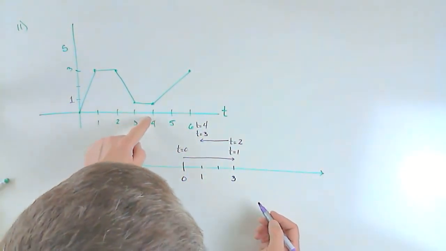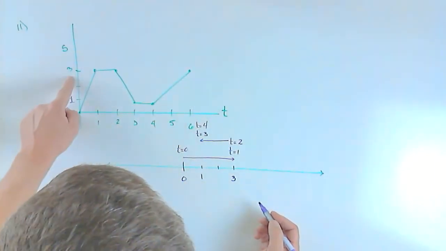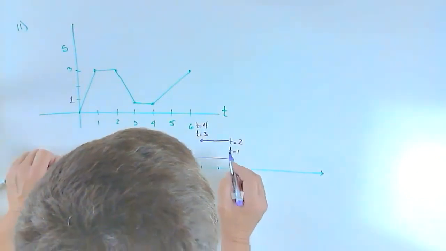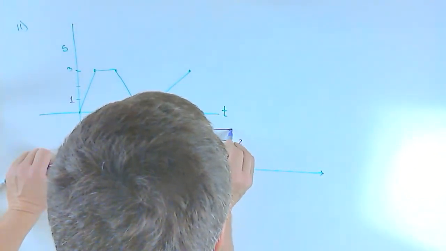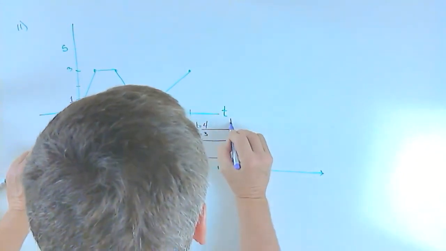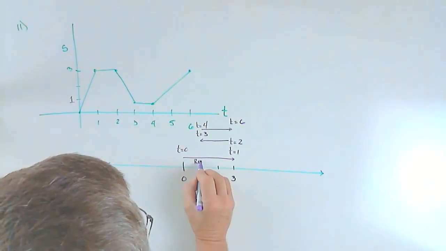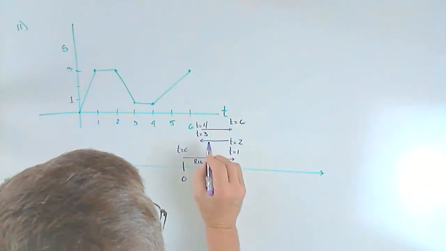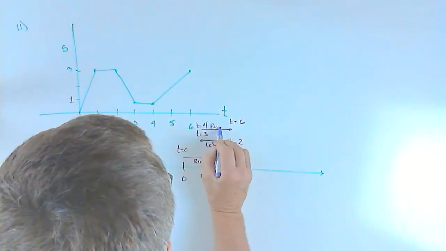But then we move back to position number 3, right? We move back from t is 4 to position 3, and we're there at t equals 6. So right here, we were moving right. Right here, we were moving left. And over here, we were moving to the right.